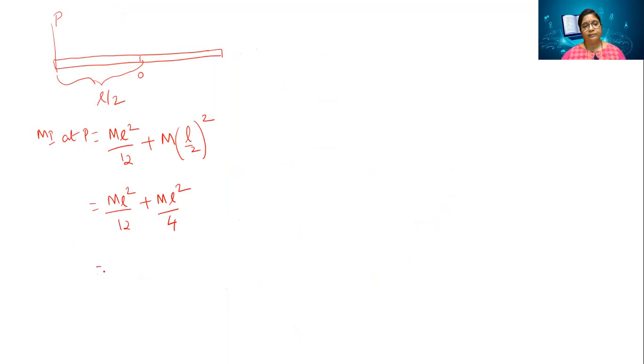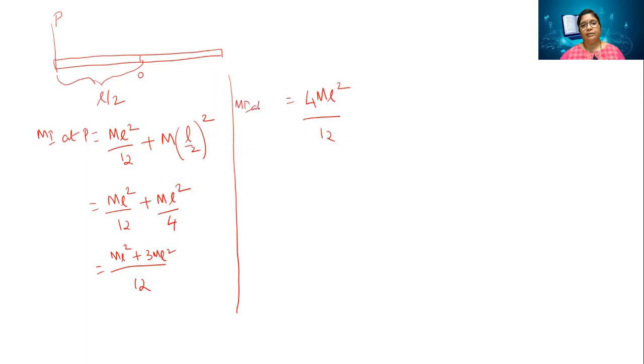Obviously, you can take the LCM: M L square plus 3 M L square over 12. So this would finally become 4 M L square by 12, or the moment of inertia at P will be equal to M L square by 3. So this would be the moment of inertia when you are not taking the axis through the center, but through a parallel axis at a distance L by 2. The other cases we'll discuss in the next class.